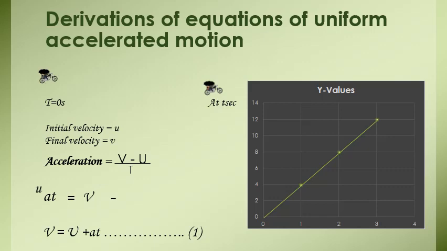Let me revise once again. Suppose at the end of t seconds its velocity is v, initially the time is 0 and the initial velocity is u. Then the rate of change of velocity, final velocity minus initial velocity divided by time, is acceleration. So a = (v - u)/t. When you cross multiply, you get at = v - u, and transposing u to the left-hand side, v = u + at. That is the first equation of motion.